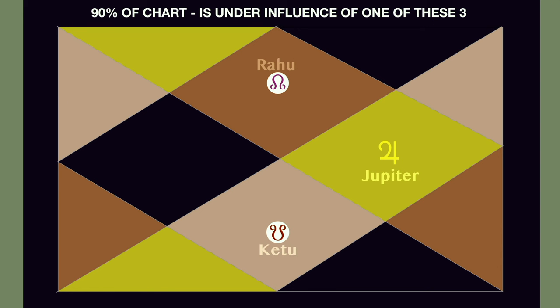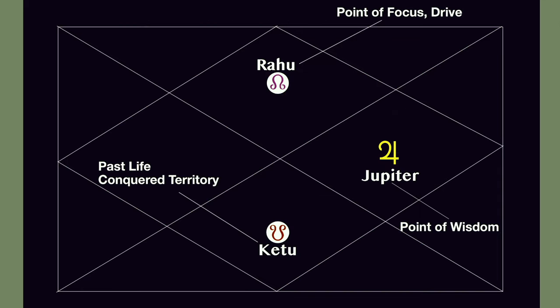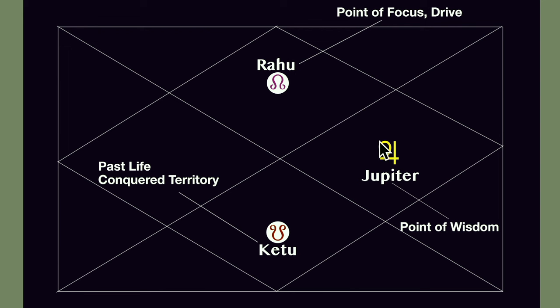And I will get into the nakshatras one by one after this introduction. But before that, we shall consider, for the purposes of this study, Rahu as the point of focus and drive, where you want to go in this lifetime. Ketu as past life conquered territory, or your karma which you have already learnt and finished. Ketu brings all the past life into this life. So whatever you learnt, experience and knowledge, whatever you are already an expert in, is Ketu. Jupiter as the point of wisdom where you need to take assistance. Consider it like that in this particular aspect.